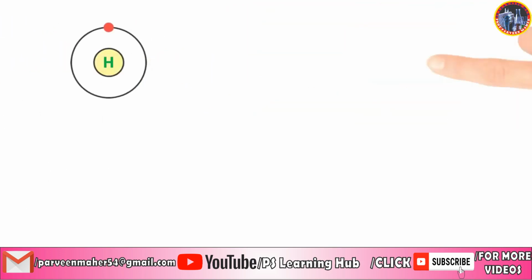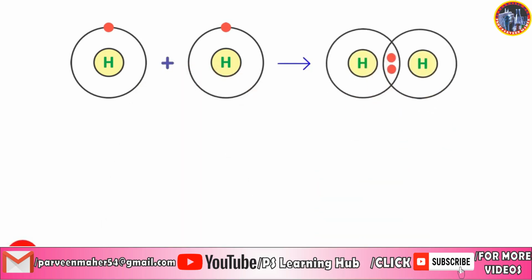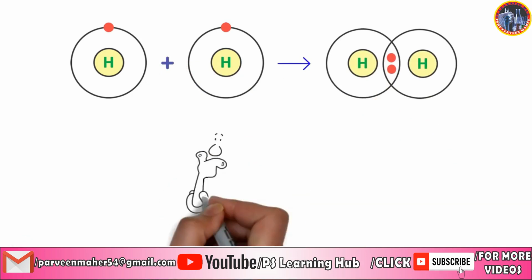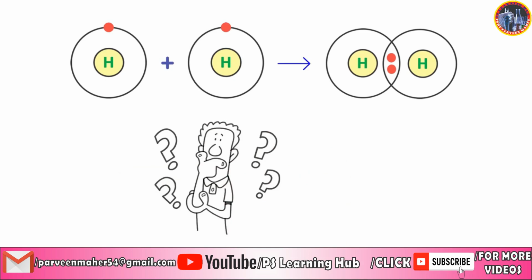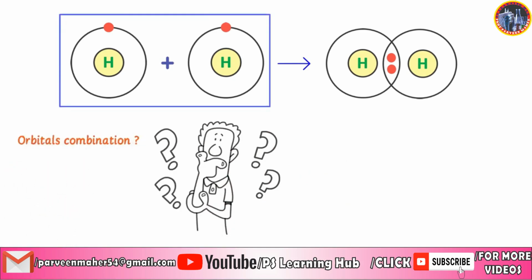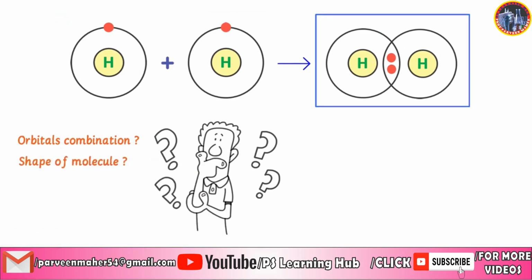Now let's consider this hydrogen atom and this hydrogen atom. We know that each hydrogen atom has one electron. Now these two hydrogen atoms will react with each other to form a hydrogen molecule, H2. Now here is the interesting part of the lecture. Have you ever wondered, or ever asked your teacher, how the orbitals of hydrogen atoms combine together to form a hydrogen molecule? What about the shape of the hydrogen molecule?